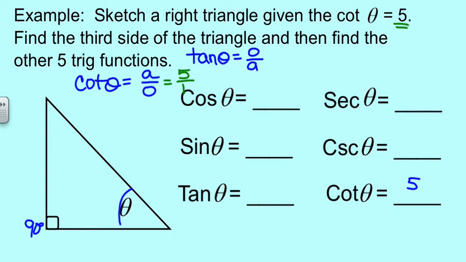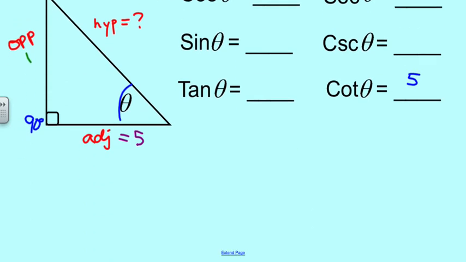So I'm going to identify the 3 sides. This is opposite, adjacent, and hypotenuse. Now adjacent is 5 units. I'm going to put that here. Opposite is 1 unit, and we don't know the hypotenuse. So we're going to use Pythagorean theorem and solve for that hypotenuse. A squared plus b squared equals c squared.